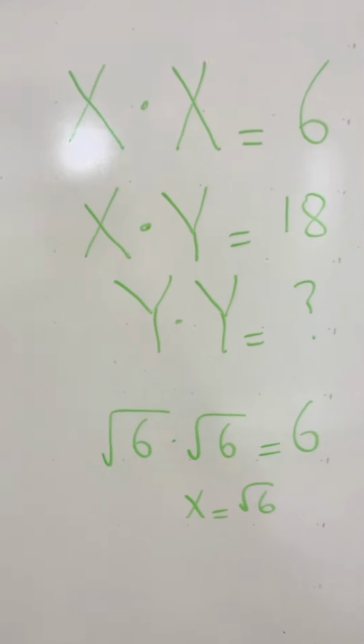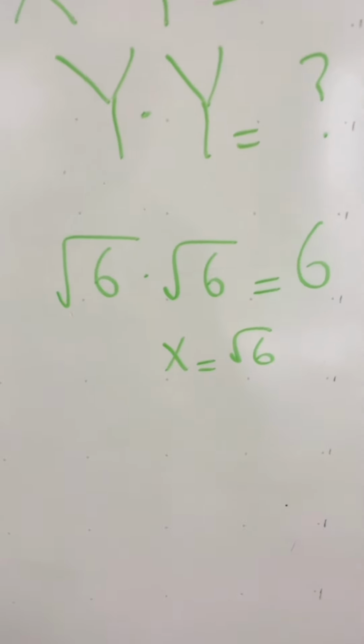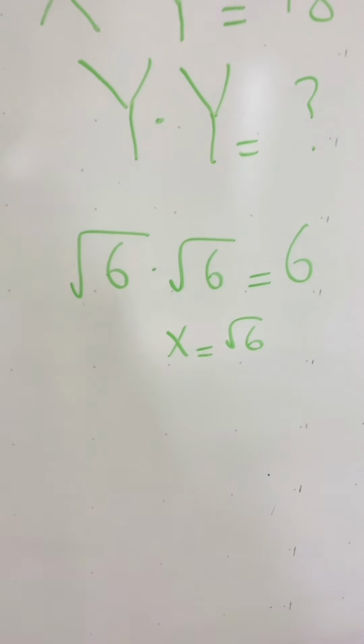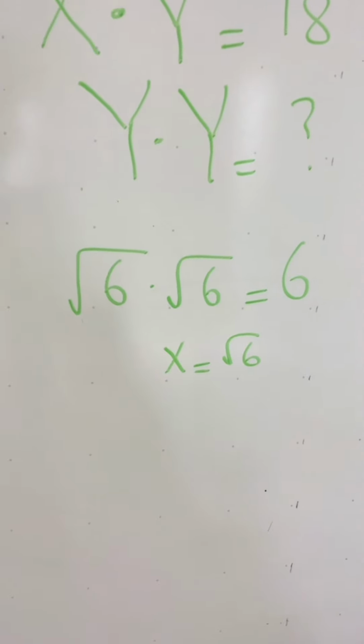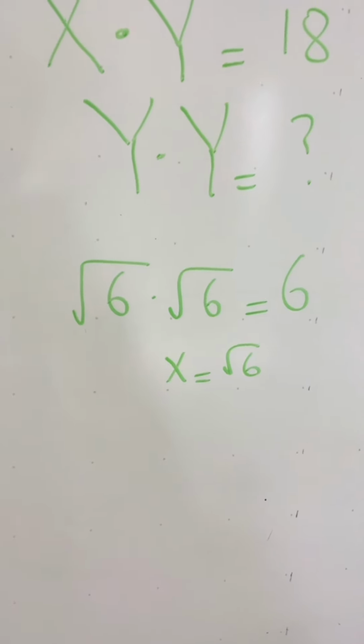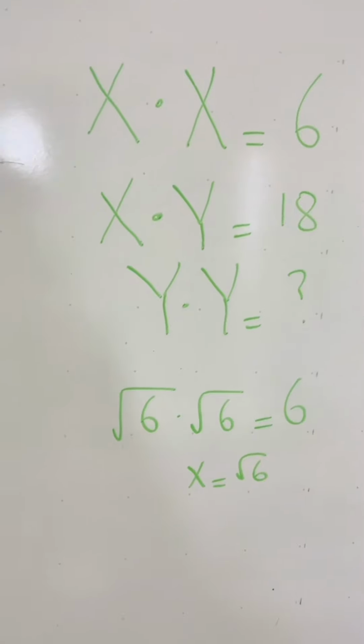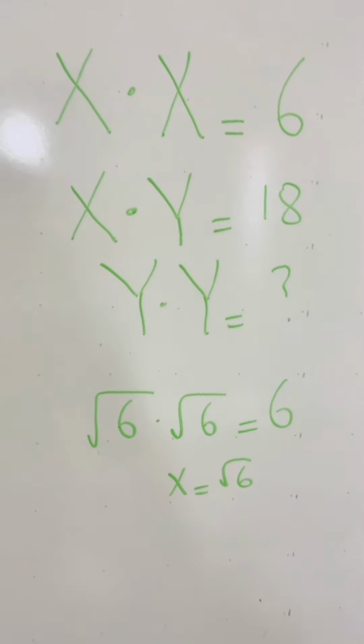Now, as soon as I saw this, the first thing I realized was that x must equal root 6. And that's because by definition, root 6 is a number that multiplies by itself to give us 6. And since we're multiplying root 6 with root 6, it must equal 6.